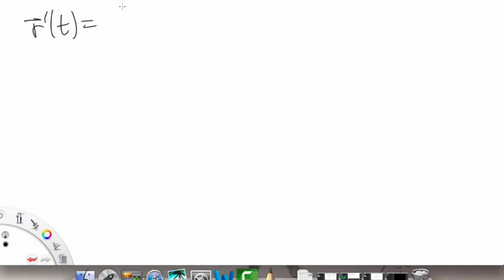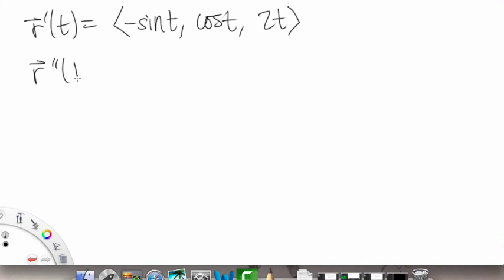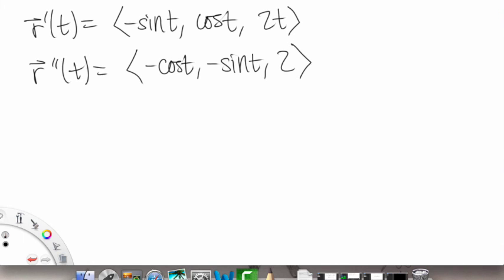Alright, so r prime of t we found to be negative sine t, a positive cosine t, and 2t. Now for the second derivative, we just differentiate once more. So we get negative cosine t, negative sine t, and a 2. Now, before we cross these two, because we're evaluating the curvature at t equals pi over 2, just to make our lives easier, I'm going to plug in that pi over 2, so we can get actual numbers to work with instead of all these variable terms.